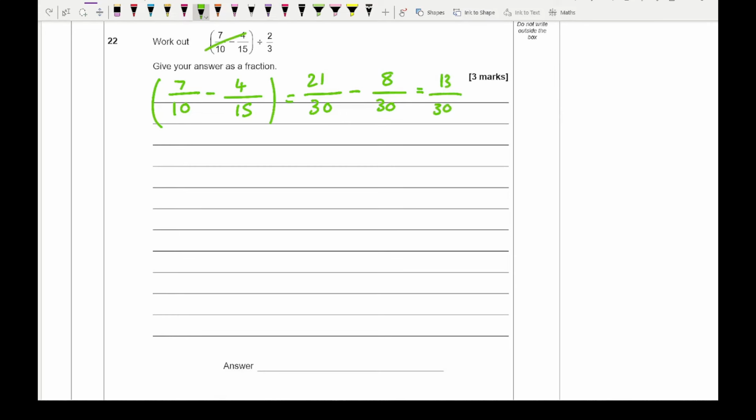So this bracket is basically 13 over 30, divided by 2 over 3. Now, when dividing with fractions, we flip the second fraction. So that becomes 3 over 2, and we change the division symbol for a multiply. So here we've got 13 times 3, which is 39, and 30 times 2, which is 60. And then I can simplify that fraction by dividing both numbers by 3, in which I get 13 over 20. So my final answer is 13 over 20.